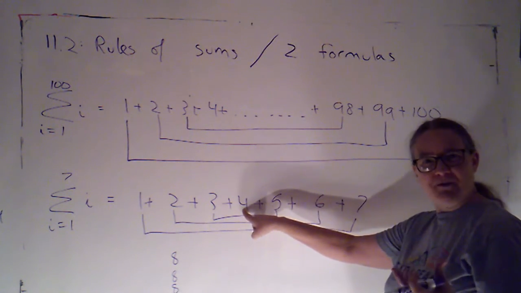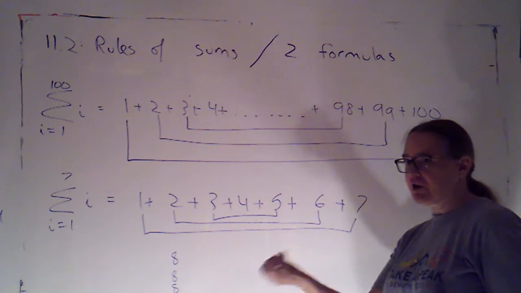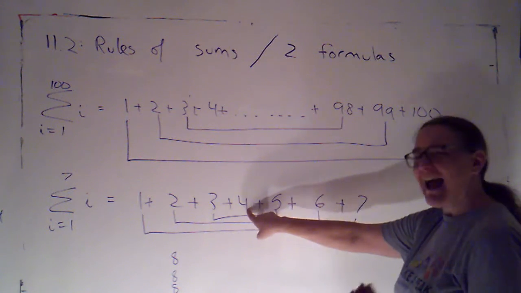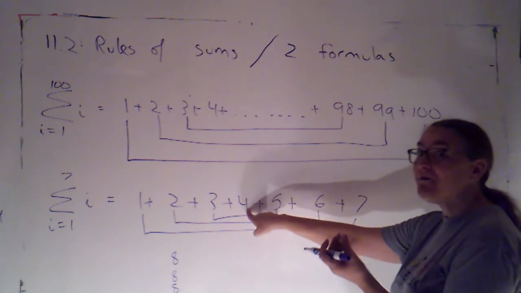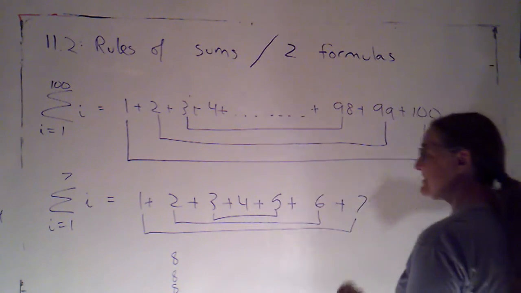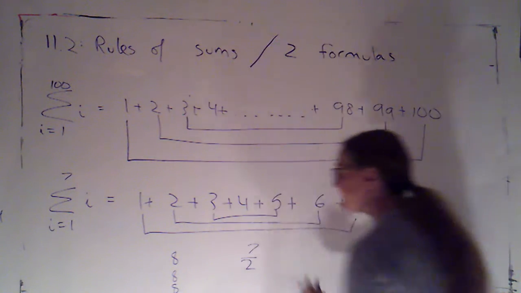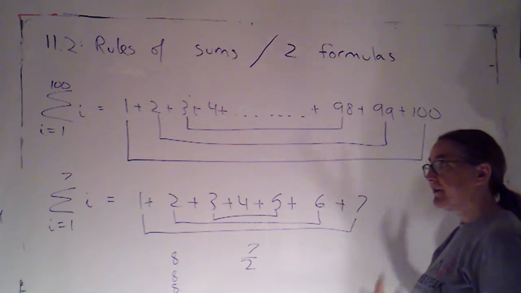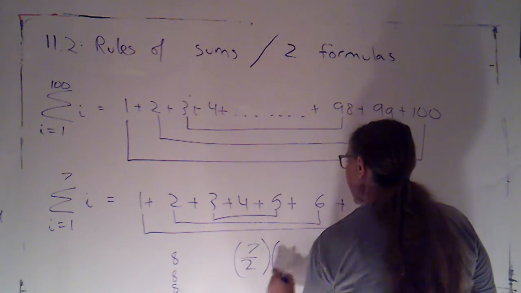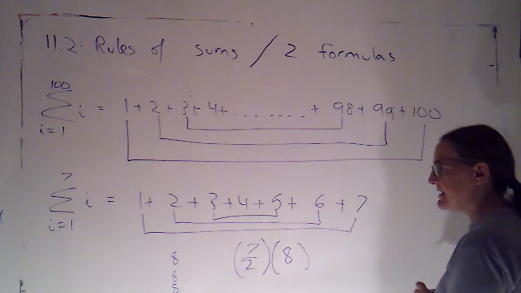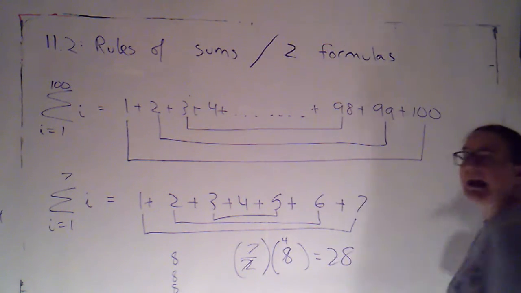I had an odd number of terms, so I'm going to have a bunch of pairs and then one leftover term. That's like half of a pair, and that's actually half of 8. So what I'm getting is 7 halves, that's 3 1/2, 3 pairs and 1/2 of a pair. 7 halves copies of 8. I can cancel that, and that's just going to be 28.